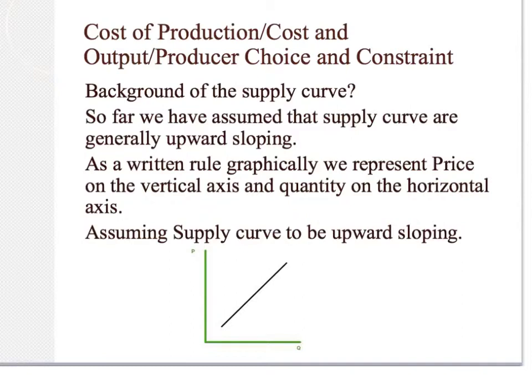So what is supply curve? So far, we have assumed the supply curves are generally upward sloping. As a written rule, graphically, we represent price on the vertical axis and quantity on the horizontal axis, assuming supply curve to be upward sloping.